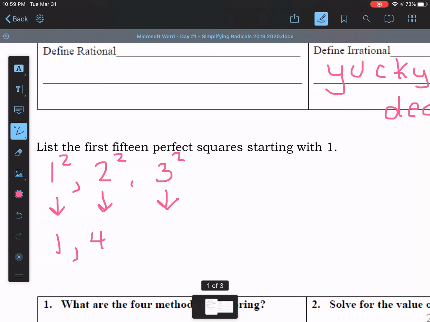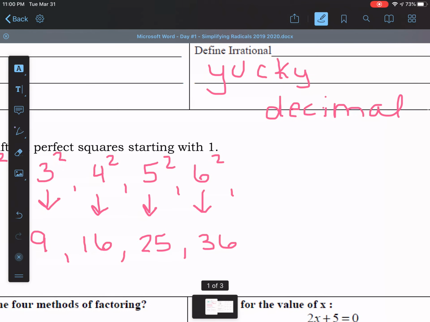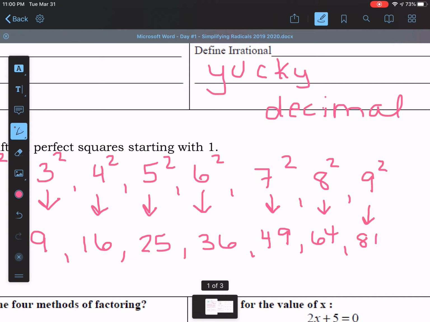3 squared, which means we're doing 3 times 3, is 9. 4 squared, which is 4 times 4, is 16. 5 squared, so 5 times 5, is 25. 6 squared, which is 6 times 6, is 36. 7 squared, which is 7 times 7, is 49. 8 squared, so 8 times 8, 64. 9 squared, 9 times 9, 81. And 10 squared, we'll stop here, 10 times 10 is 100.